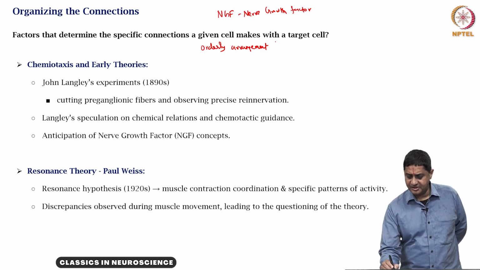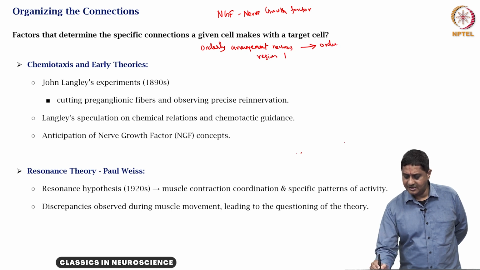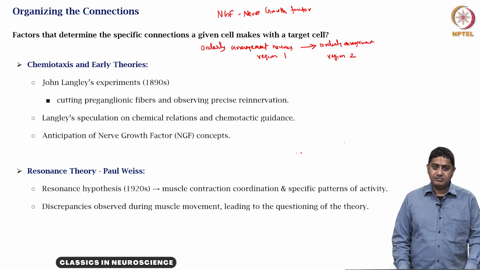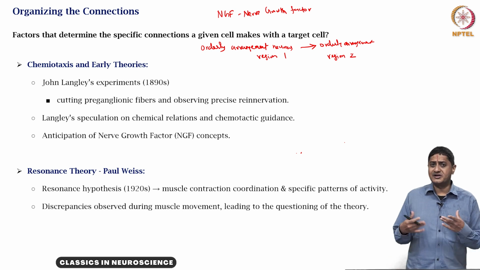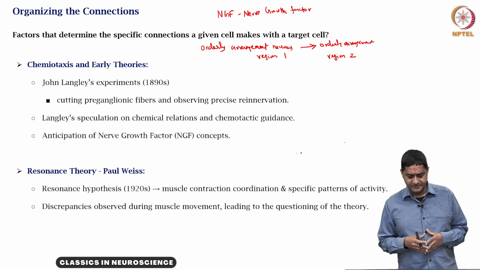That is an orderly arrangement of cells or neurons in one region, region 1, leads to orderly arrangement in region 2. Because we observe this kind of orderly arrangement in the central nervous system, we need to identify how this orderly arrangement or specificity of connections is happening. This is crucial to improve our understanding of how these connections happen.